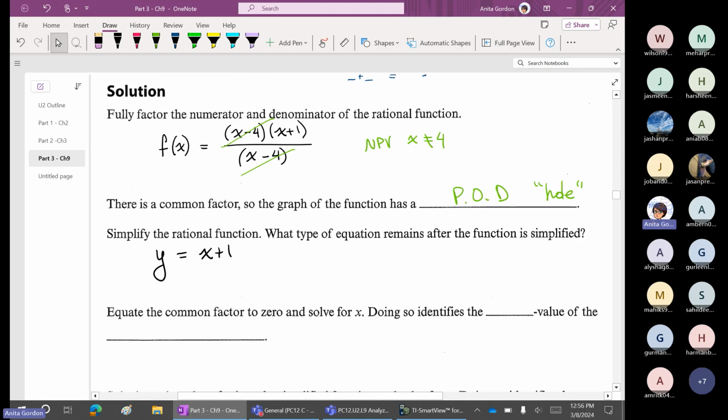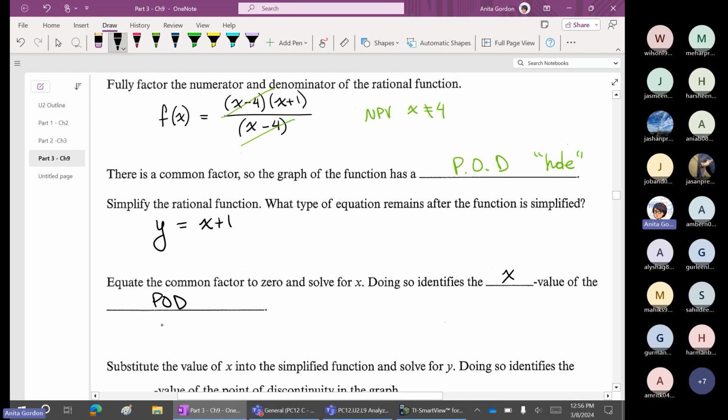In order to find the y value of the point of discontinuity, we are going to put the x value of the POD into our equation. So y equals 4 plus 1 equals 5. So now my point of discontinuity is at (4, 5). Otherwise, I have a regular linear graph.